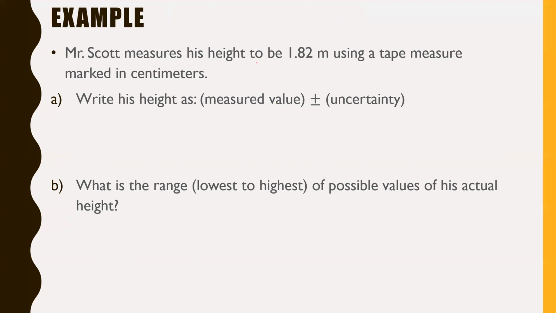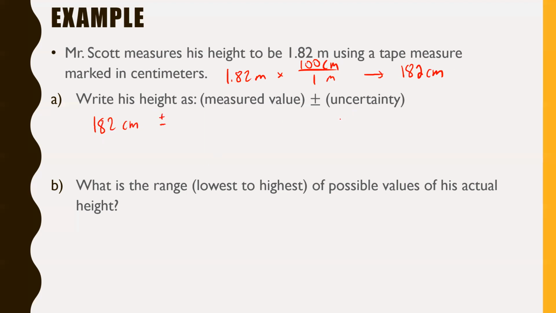Now I did use centimeters, so just for fun, let's turn meters into centimeters. I'm going to go 1.82 meters. I want to get rid of meters here. I want to turn it into centimeters. 100 centimeters are the same thing as 1 meter, so I'm just multiplying by 100. Long story short, that's 182 centimeters. That's my height right there, right? So write his height as measured value, so 182 centimeters, plus or minus the uncertainty.